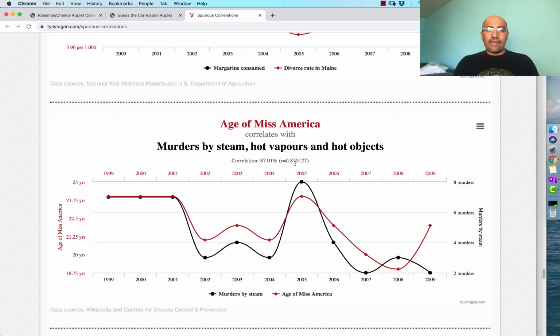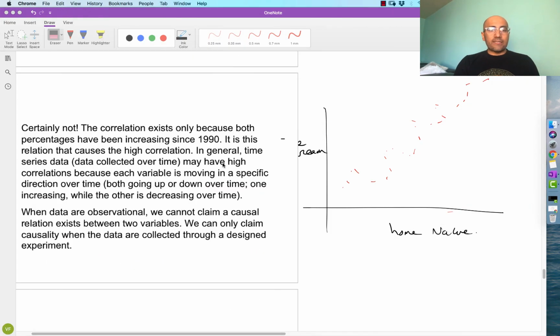There's a 0.870127 positive linear correlation with murders by steam. But again, one cannot cause the other, right? Just because we come in and manipulate the age of the next Miss America pageant winner does not mean it's going to have any actual impact on the number of murders by steam. Okay? All right. Correlation is not causation.